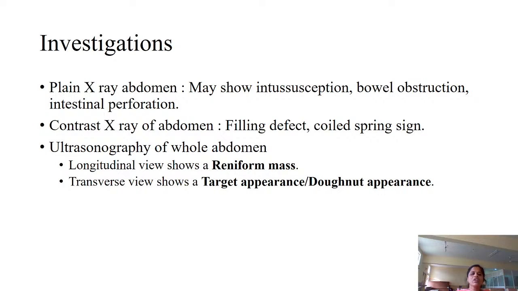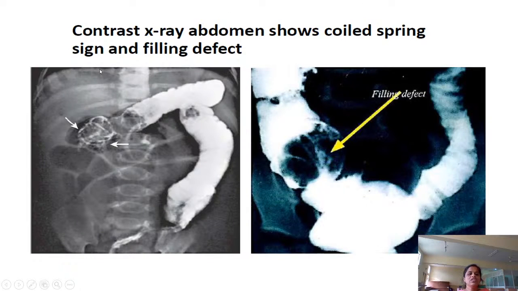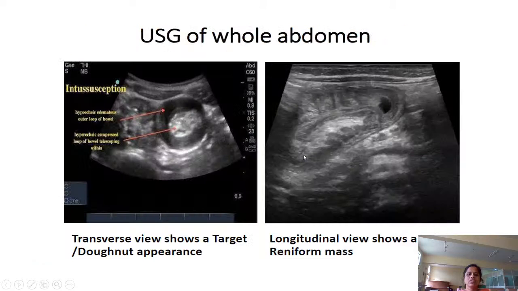Ultrasonography of the whole abdomen: the longitudinal view will show a reniform mass, and the transverse view will show a target appearance. So you can see here a sausage-shaped density. You can see small bowel dilatation, obviously because of obstruction. Then this is the barium enema showing the coiled spring appearance, and there is a filling defect here. So all these are seen in the X-ray.